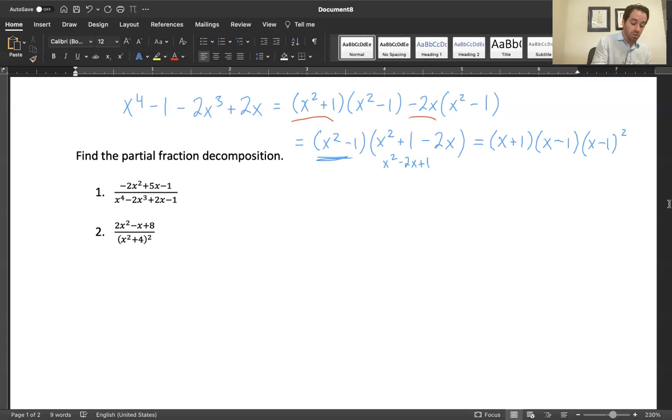So this becomes negative 2x squared plus 5x minus 1 over x plus 1 times x minus 1 to the third power.